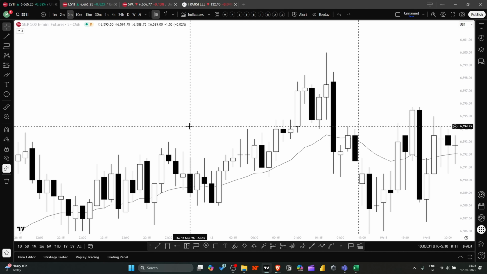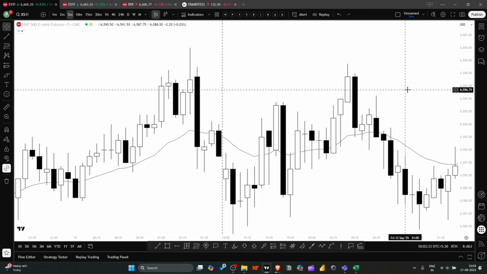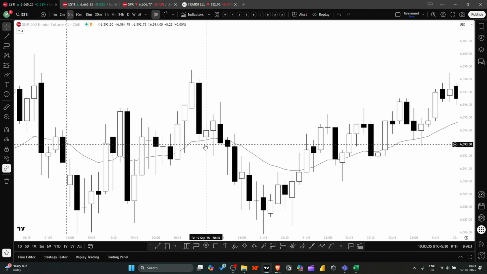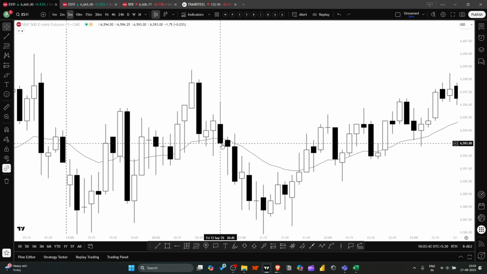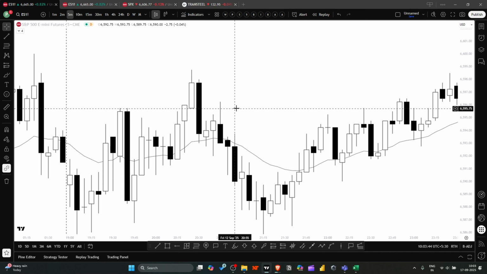What is a bear reversal bar? Okay, this is a bull bar. This bar went above the high of the bull bar, then closed on the downside. So this is a bear reversal bar.